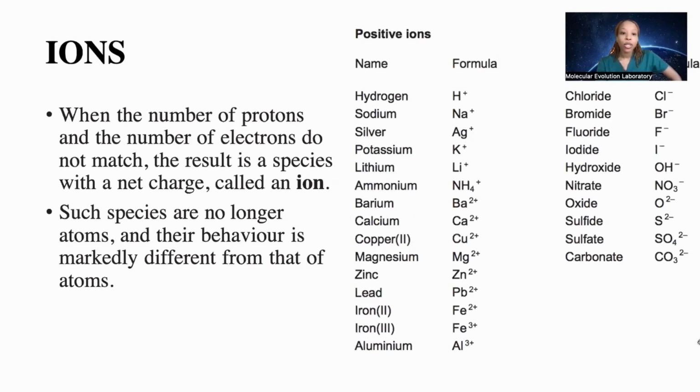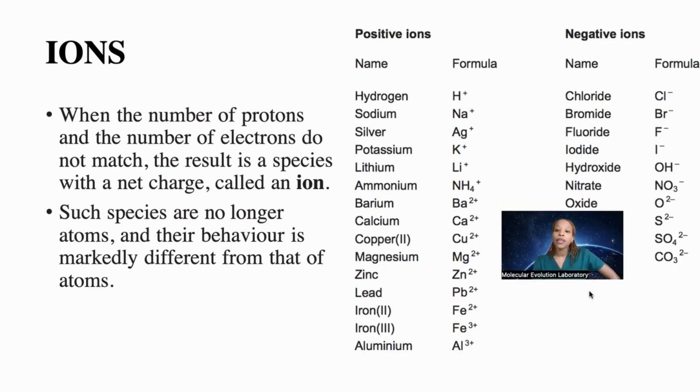When the number of protons and the number of electrons do not match, the result is a species with a net charge called an ion. Such species are no longer atoms, and their behavior is markedly different from that of atoms. Ions can be positively charged or negatively charged, and we call these cations or anions.